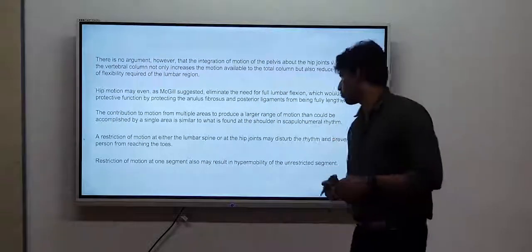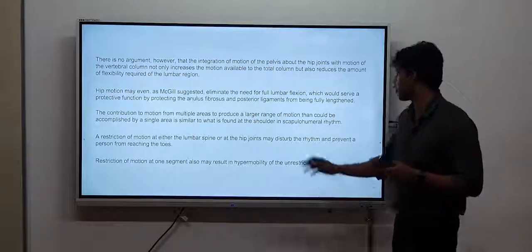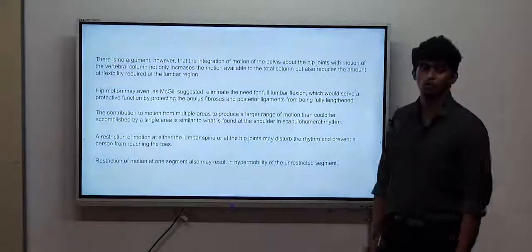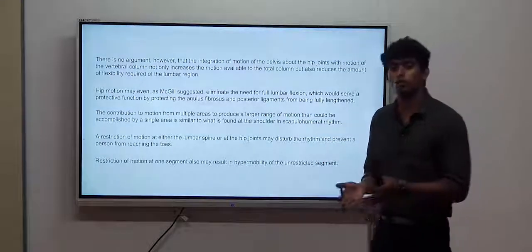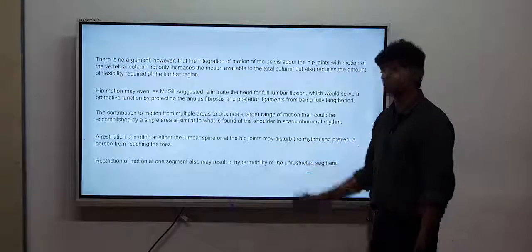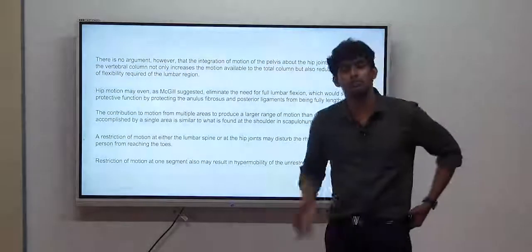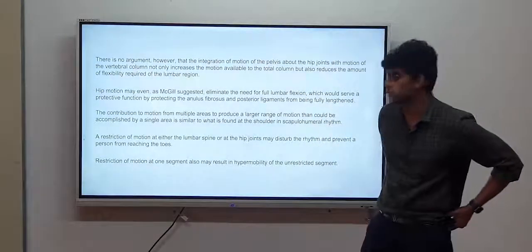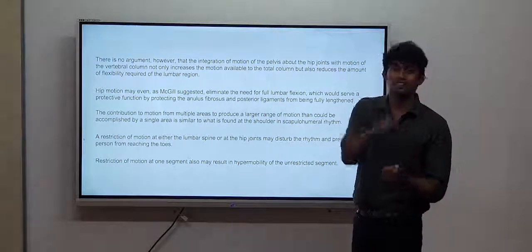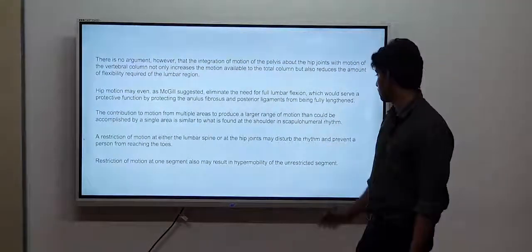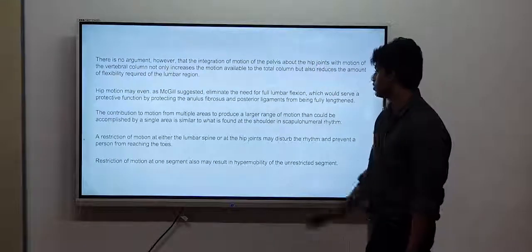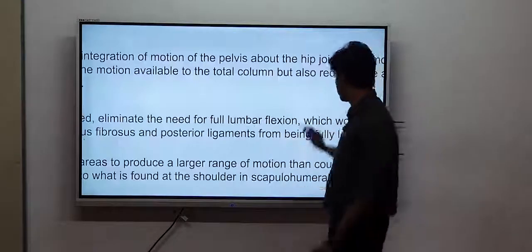A restriction of motion at either the lumbar spine or the hip joint may disturb the rhythm and prevent a person from reaching the toes, for example in the sit and reach test. If you want to sit and reach the toes, and any disturbance occurs at the hip area, it can be the hip flexor, the gluteus maximus, or even the erector spinae, if the length is getting restricted, there are more chances the person's flexibility can get affected. That's what they had explained here.